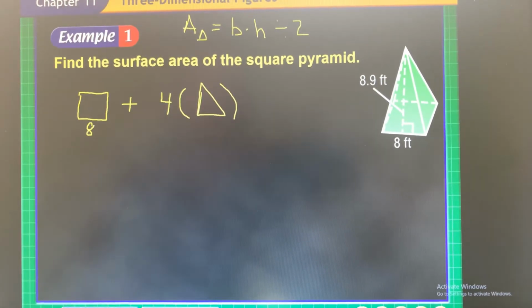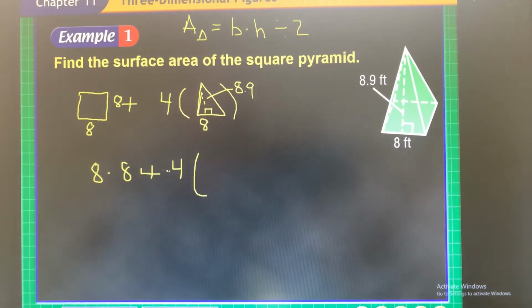Okay, so I have my square that's 8 by 8. And if you can see, my triangle has a base of 8 and it has what we call a slant height of 8 9/10. So you're just going to go 8 times 8 plus 4 times base times height divided by 2. But if you can see, you can cancel right here.